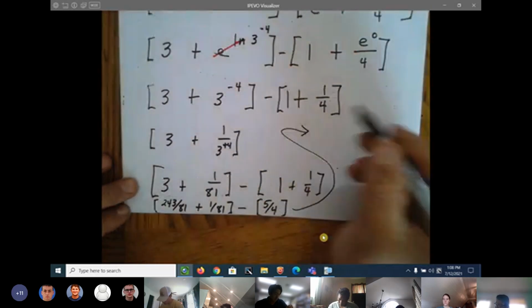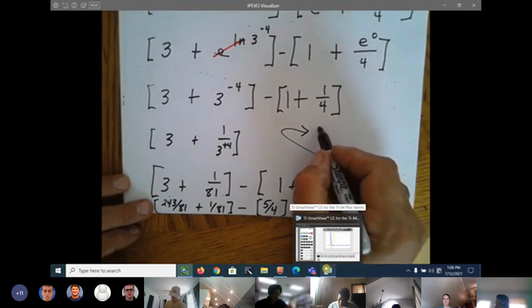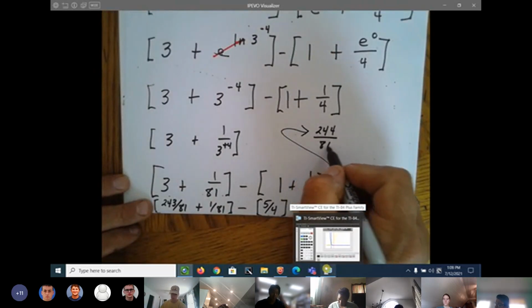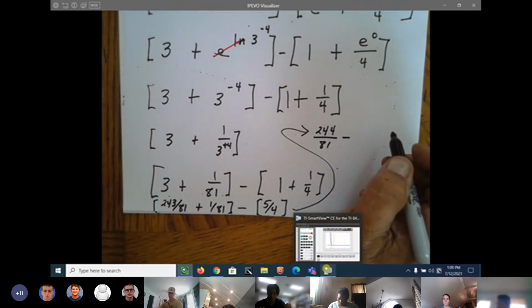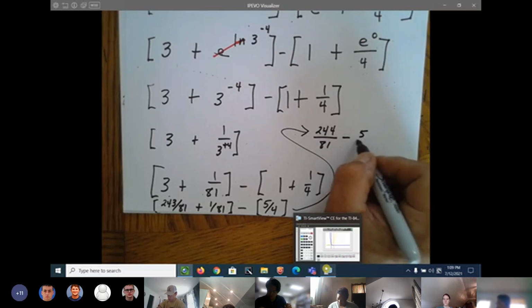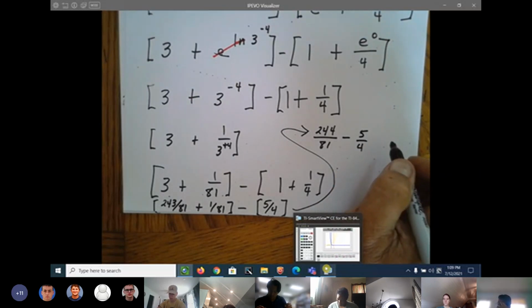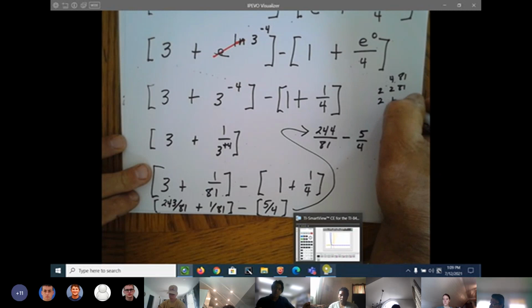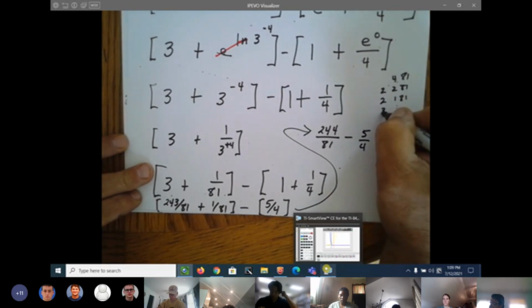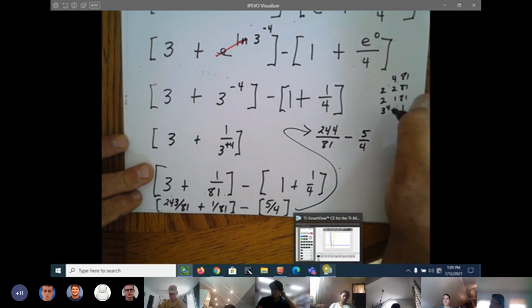So that's going to be 244 over 81 minus, well, I don't know what 4 will go into, but 5 over 4. Let's see, 81 and 4. 3 to the 4th. So that's 4 times 81 is 243. Evidently 4 will go in there 81 times.